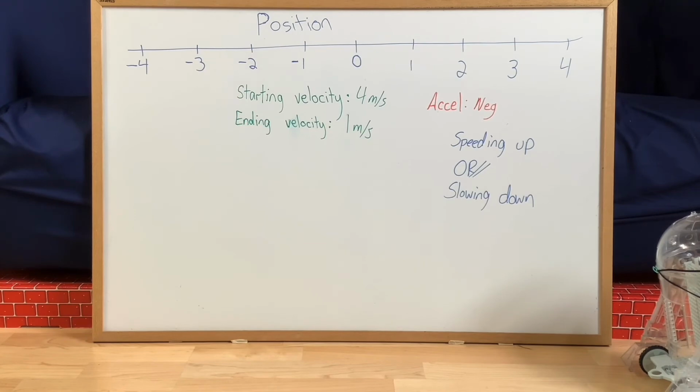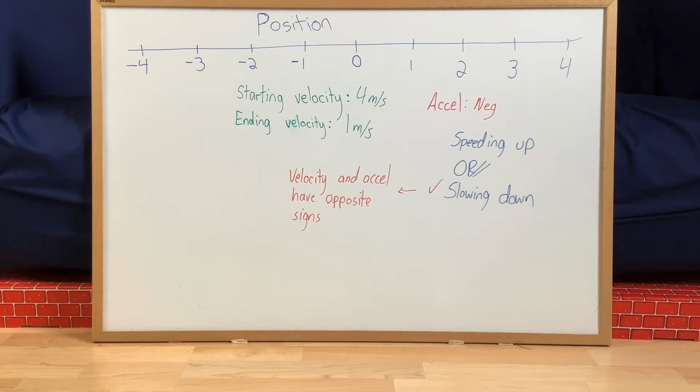Was he speeding up or slowing down? I think it's pretty clear to see that he was slowing down. Mathematically, the way to reason that out is that velocity and acceleration had opposite signs. In other words, velocity was positive, but acceleration being negative meant that velocity was going down or getting smaller.